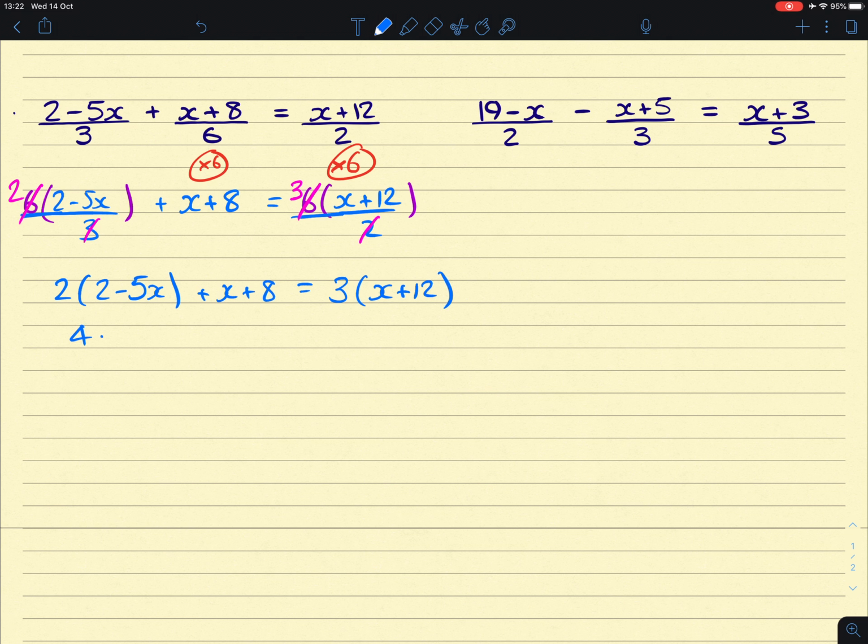We break out the brackets now. We're going to get 4 minus 10x. Still got that plus x plus 8 kicking about. And then multiplying the other bracket out, we have 3x plus 36. Tidying up the left-hand side a bit, we're going to end up with 4 plus 8 for 12. And we're going to end up with negative 9x for the minus 10x plus x.